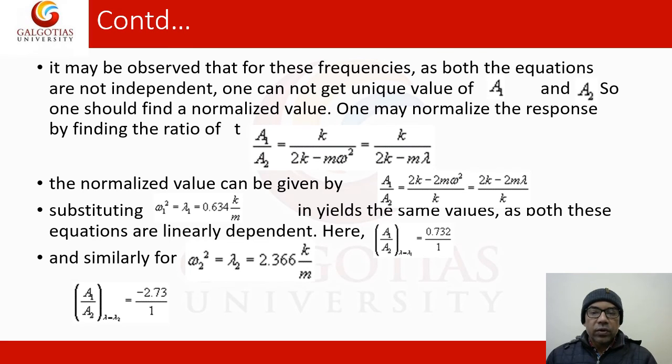Here a1 upon a2, that means at lambda equal to lambda 1, will be 0.732, and similarly for omega 2 squared, lambda 2, 2.366 k by m. Therefore we get a1 by a2 at lambda equal to lambda 2 equal to minus 2.73 upon 1.